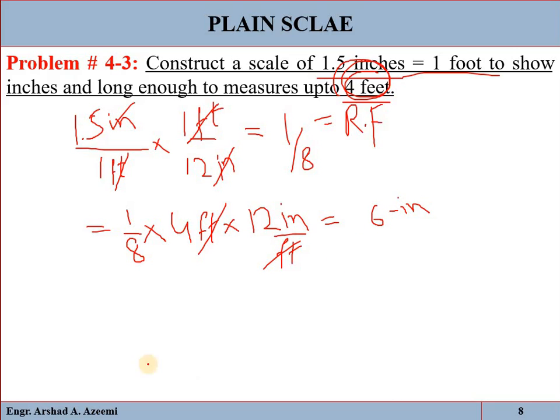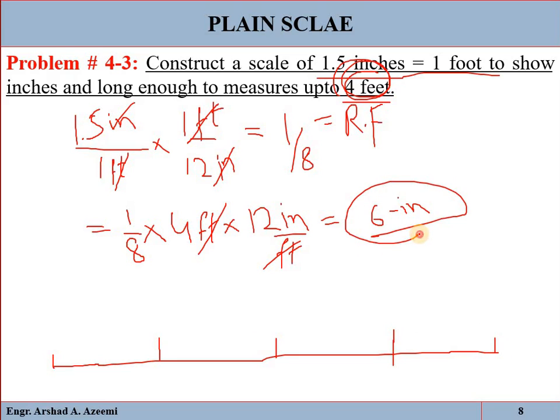Okay, so now just draw a line of 6 inch. Okay, divide it into 4 parts, 1, 2, 3 and 4. Okay, it means that 6 inch distance on the sheet will be equal to 4 feet distance in actuality. Okay, so if we draw a 6 inch line and divide it into 4 parts, so one part will represent how much distance? 1 feet distance.